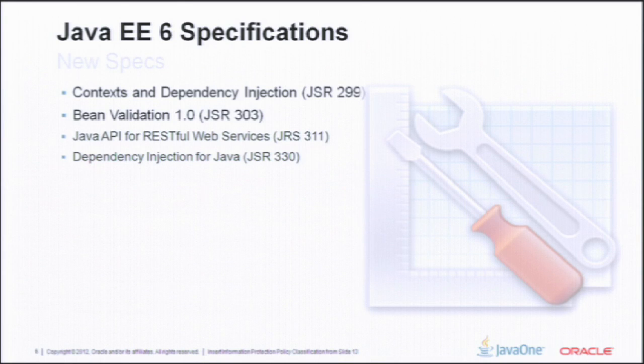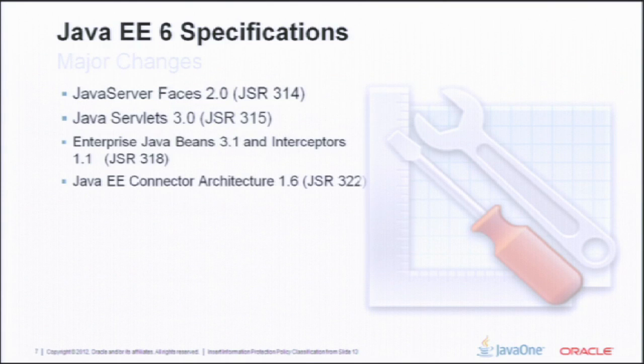And so this is done through annotations. You can define custom constraints in bean validation, and it's all done at the entity level. And so we also have in Java EE 6 some updates to the existing specs.